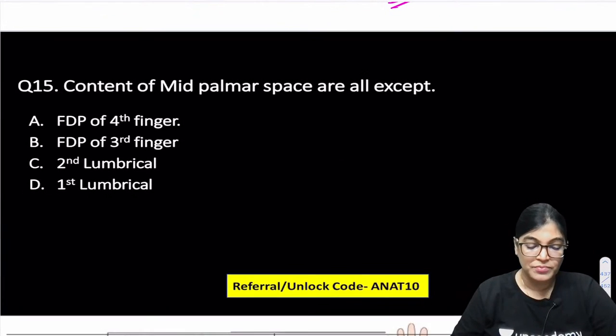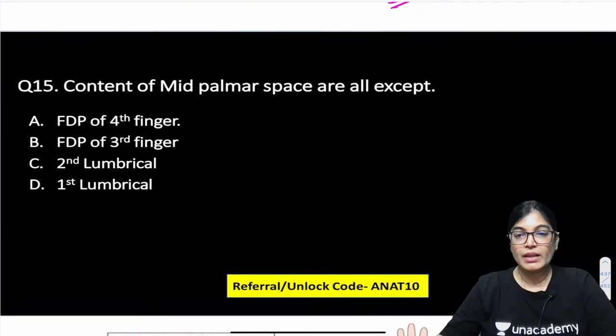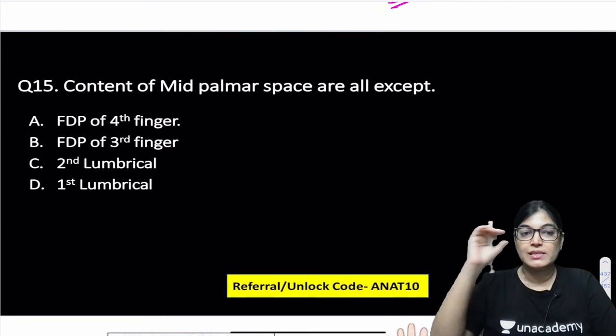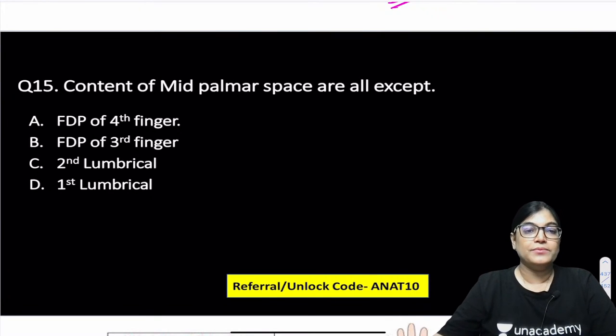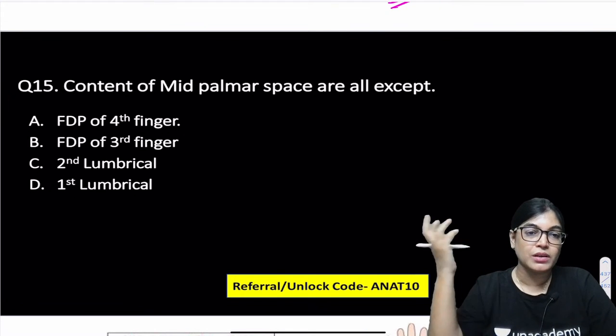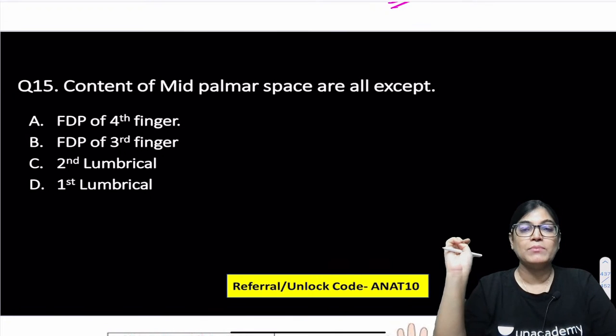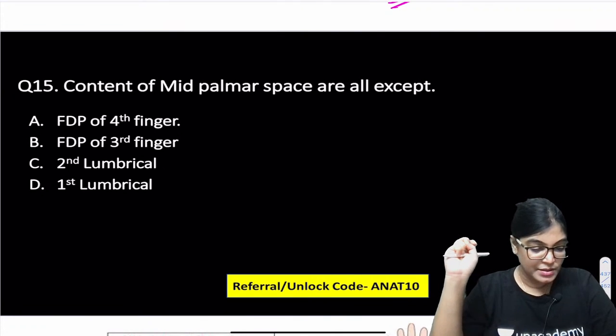Question number 15. Content of mid palmar space are all except. Content of mid palmar space is all except. FDP of fourth finger, FDP of third finger, second lumbrical or the first lumbrical. Mark the correct answer. Content of mid palmar space is all except. 15th number question.